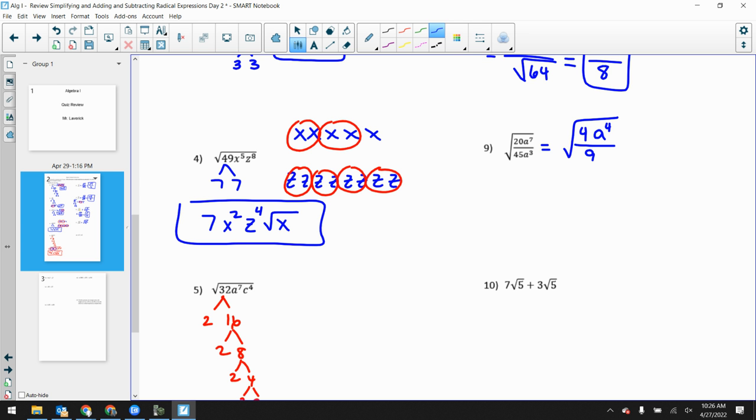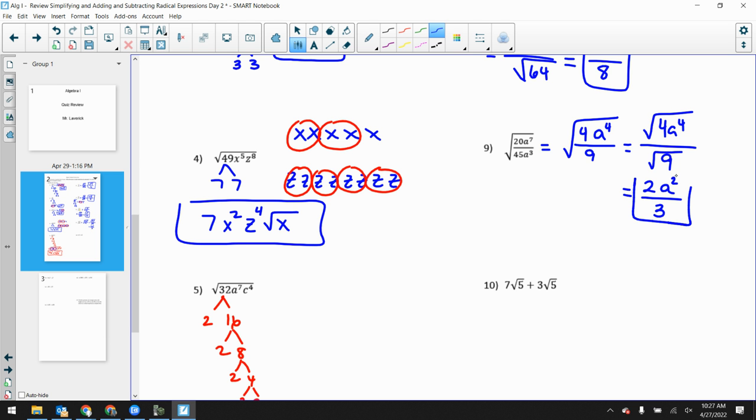All right, now in that case, I'm going to take it apart. I'm going to say, okay, 4a to the 4th over 9. Square root of each one of them separately. So what is the square root of 4a to the 4th? 2 over 3. Wait, what does that a become? A squared. So 2a squared over 3. And that's my answer.